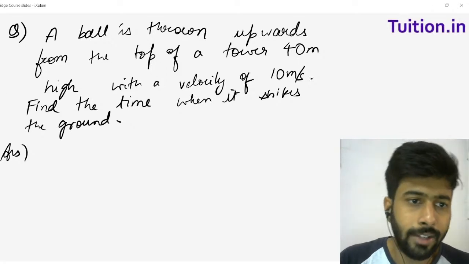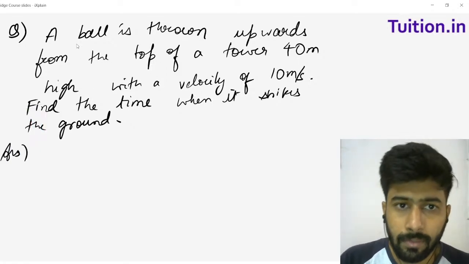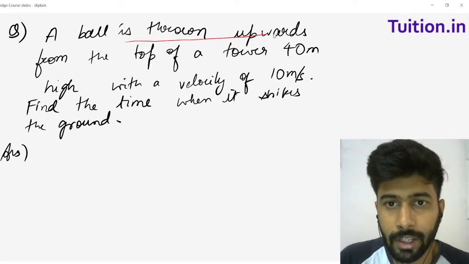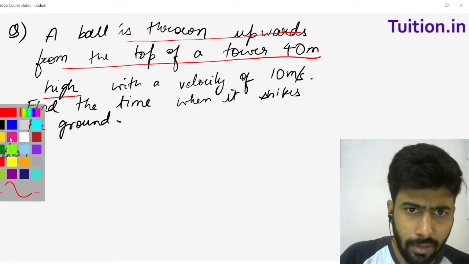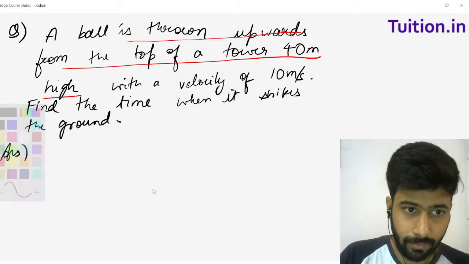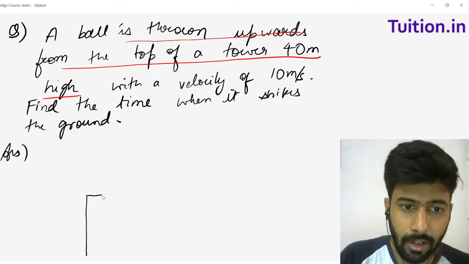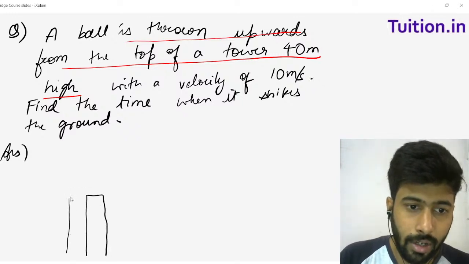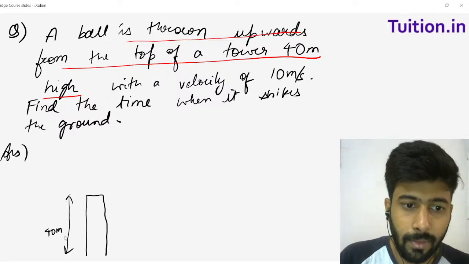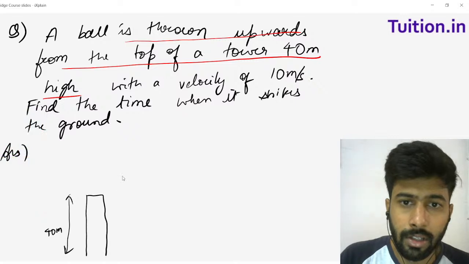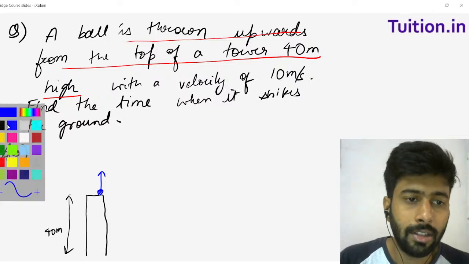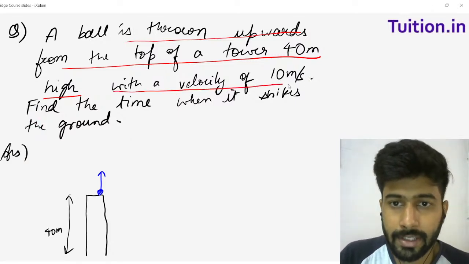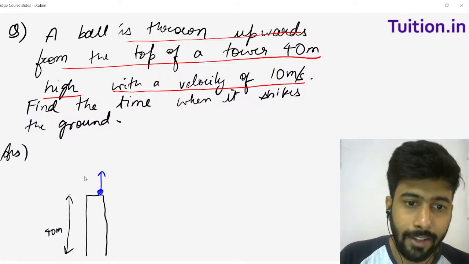So as I told you, in every physics problem, start underlining. A ball is thrown upwards. Okay, it's thrown upwards from the top of a tower of 40-meter height. So first let's use this part of the question. Whatever data we have got, there is a tower having a height of 40 meters, and from the top of this tower you are throwing a ball upwards. Okay, and it is thrown with a velocity of 10 meters per second. So this blue vector has a length of 10 units because the velocity is 10 meters per second.